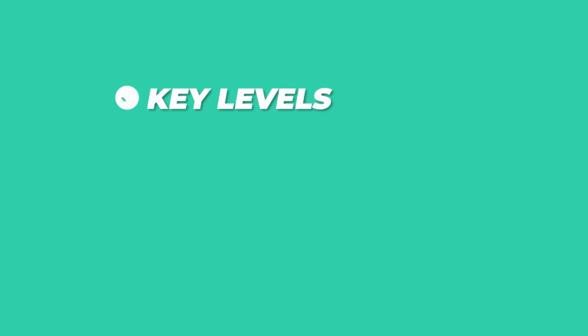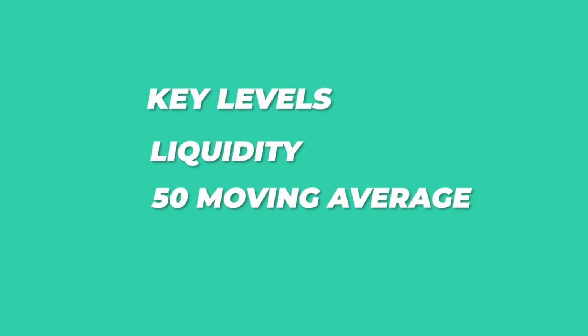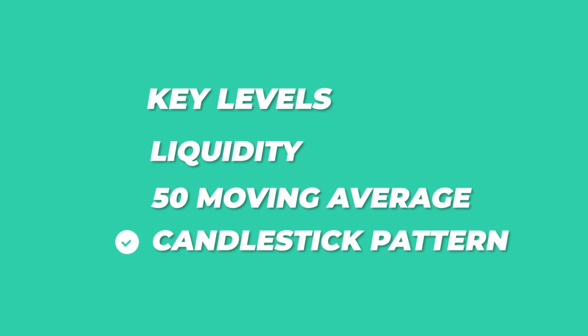So let's go through the confirmations once again so we can really understand this. Key levels, done. Liquidity, done. 50 moving average, it doesn't apply on the first entry, it applies later. I'm going to explain in a bit. And the candlestick pattern, done. Okay, we have all of the confirmations we need.